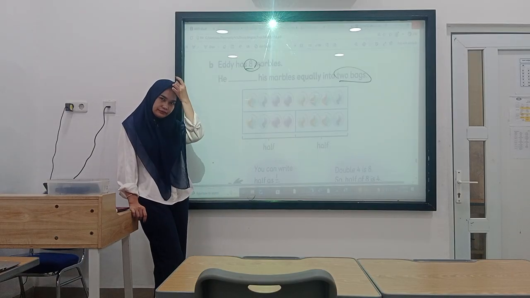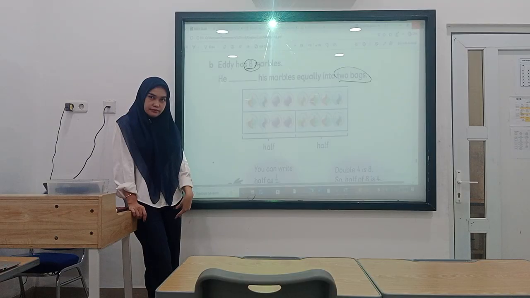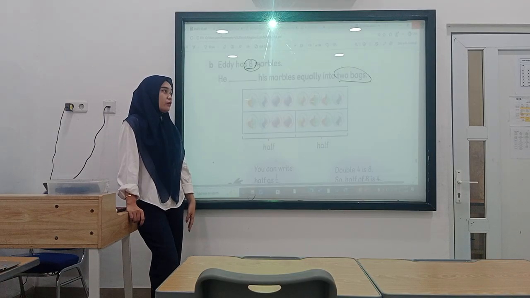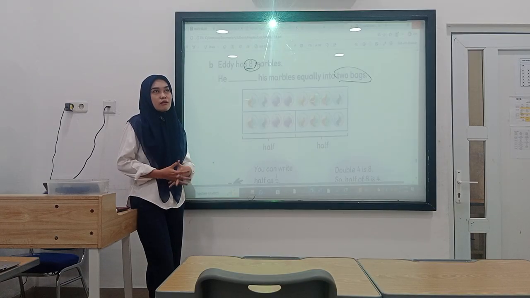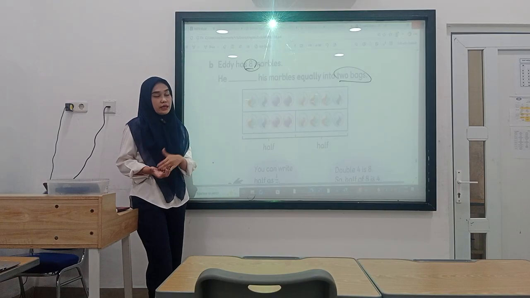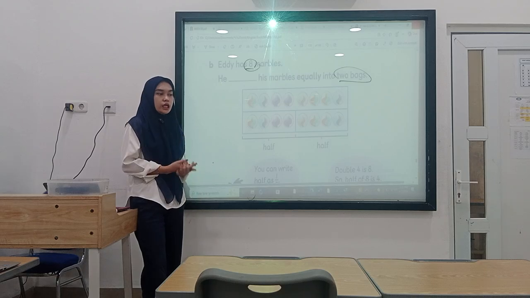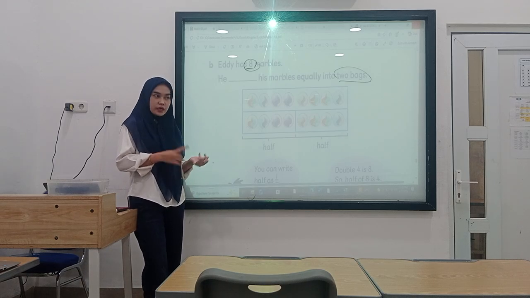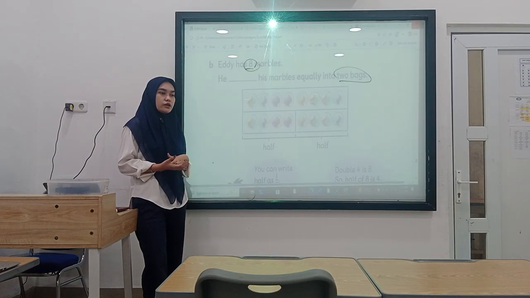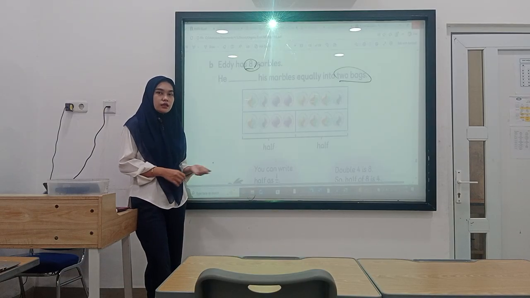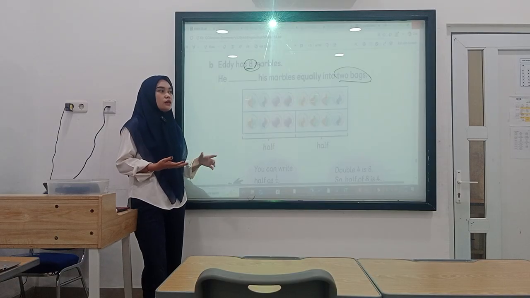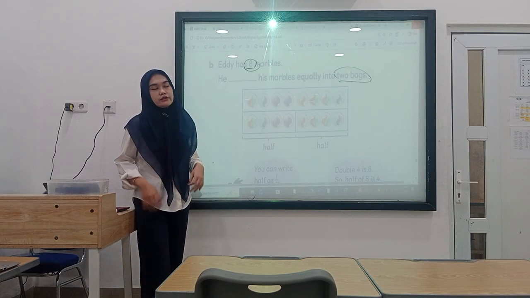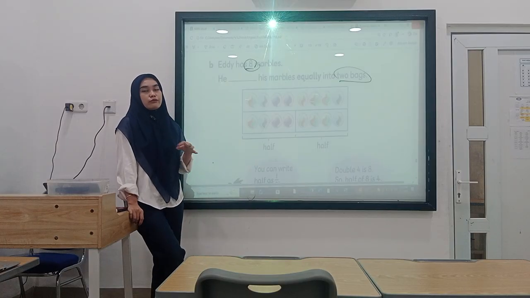Okay, how about the props, Miss? For the props, we need magnets, and then some magnetic materials and non-magnetic materials. For the magnetic material, we need paper clips and nails. For the non-magnetic material, we need rubber bands, a pencil, and a plastic ruler. So we need those materials, those props.